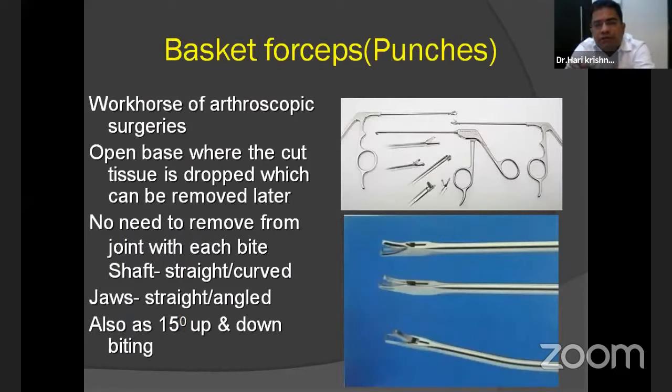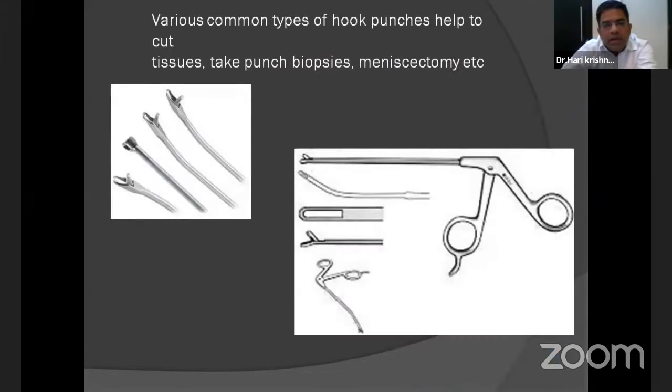And coming to the basket forceps, there are so many punches we use for arthroscopy. There are upbiting punches and lower punches. Usually we use them for meniscectomies, which is common, and for removing any soft tissue or synovial tissue for biopsies in tumors also. There are so many different types of punches available in the market.